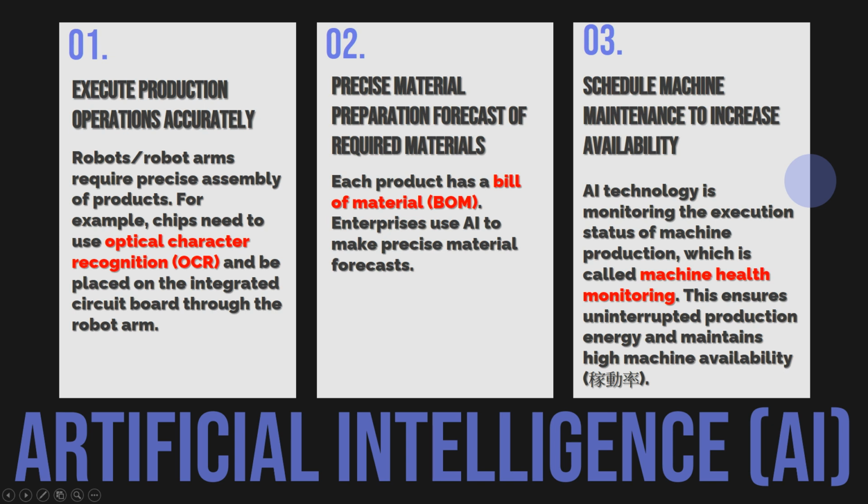Okay, because robots and robot arms require precise assembling of products and chips. I think TSMC is called the Protect Mountain in Taiwan. So TSMC, Taiji Dian. Okay, right now it is very good for stock investment. Many jobs at Taiji Dian are making chips. Okay, the chips need to use OCR, optical character recognition, and are placed on an integrated circuit board through the robot arm. Okay, so that's why Taijidian or TSMC has expanded across the whole world.